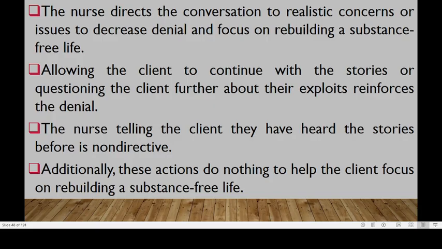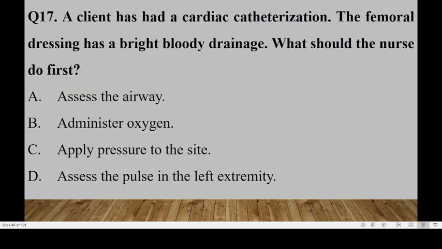substance-free life. Allowing the client to continue with the stories or questioning the client further about their exploits reinforces the denial. The nurse telling the client they have heard the stories before is non-directive. Additionally, this action does nothing to help the client focus on rebuilding a substance-free life.